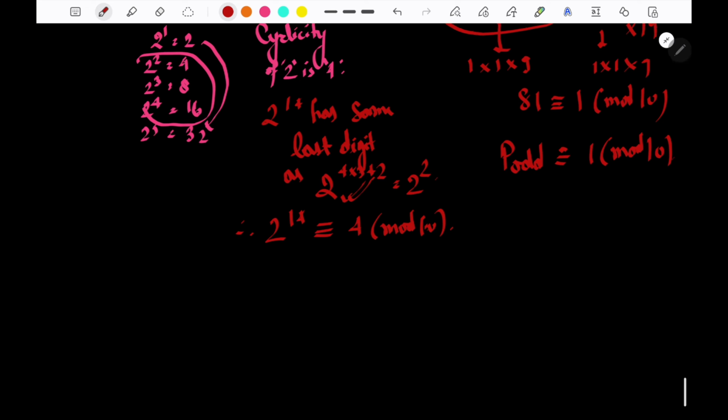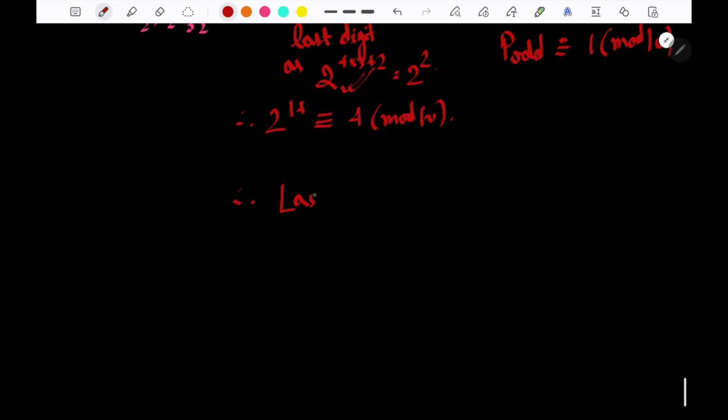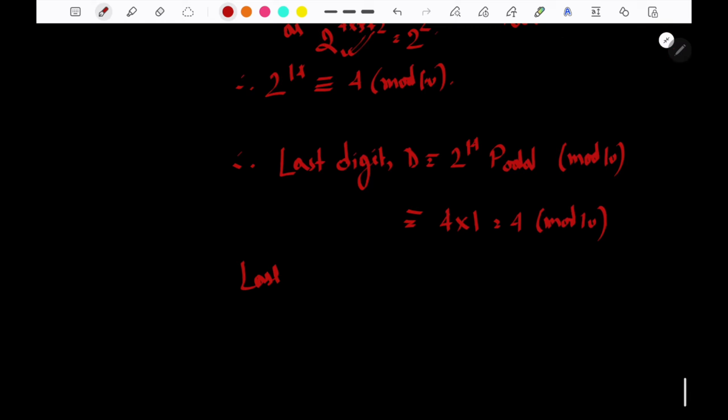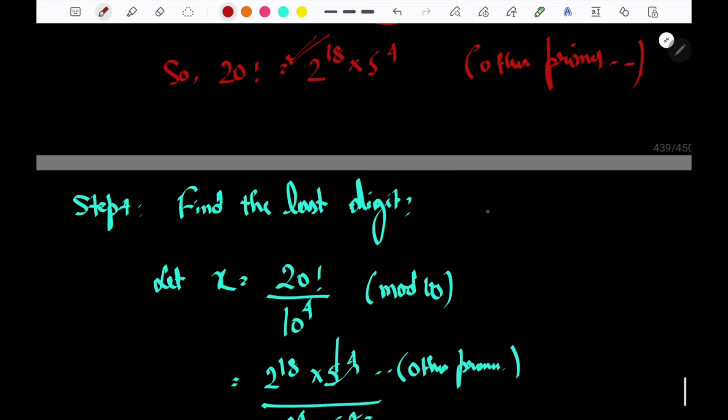So when we combine, we get the last digit: x is equal to 2 to the power 14 times the product of odd primes modulo 10, which is equal to 4 into 1, that is 4 mod 10. So what is the last non-zero digit? The last non-zero digit of 20 factorial is equal to 4. Superb, amazing question. So now we know how to find the last non-zero digit.